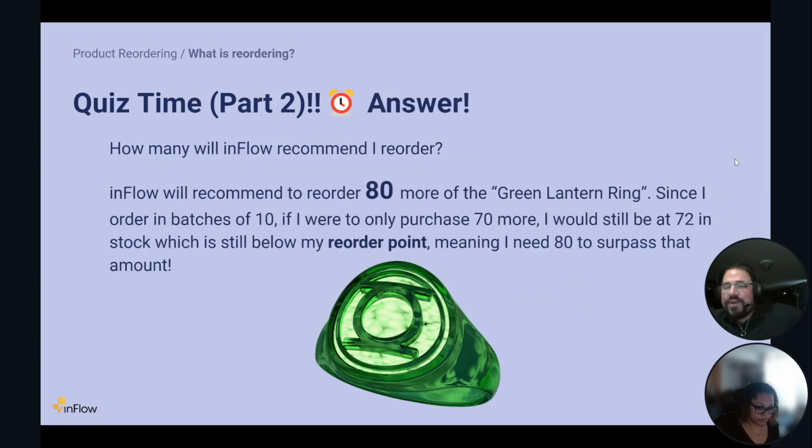So inFlow is going to recommend we reorder 80 more of my Green Lantern ring. Because we have to order in batches of 10 at a time, if I was to only purchase 70 more, I'm going to be at 72 stock total, which is still below 75, which was my reorder point. So this means I would need to order 80 to actually surpass that amount. Everyone who got that right, congratulations, good job.